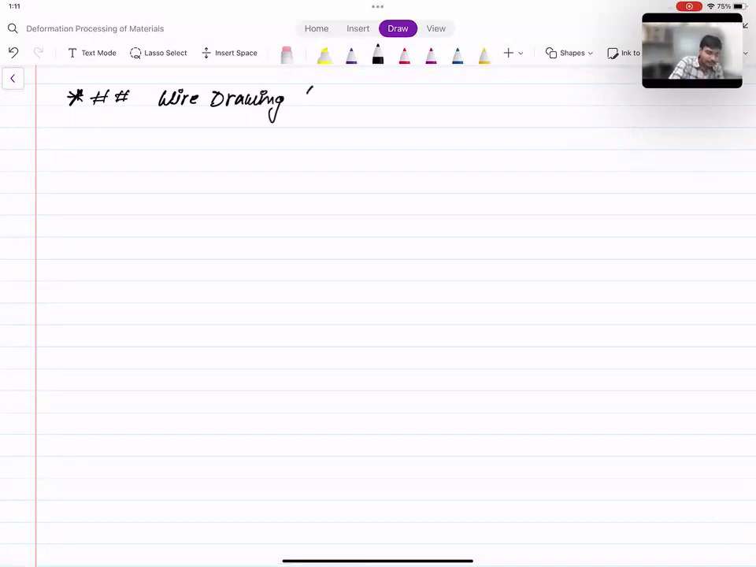Wire drawing, bar drawing process. Okay, so what does it mean? Basically, the process of reduction of diameter of some solid bar or rod by successively drawing it through various dies is known as the process of wire drawing or bar drawing or rod drawing, depending on the cross section and diameter of the formed product.